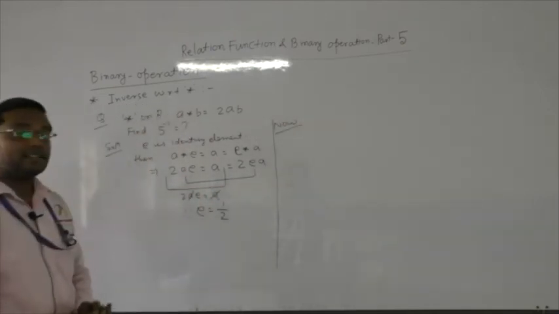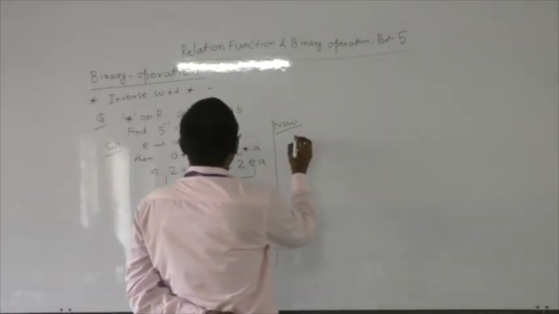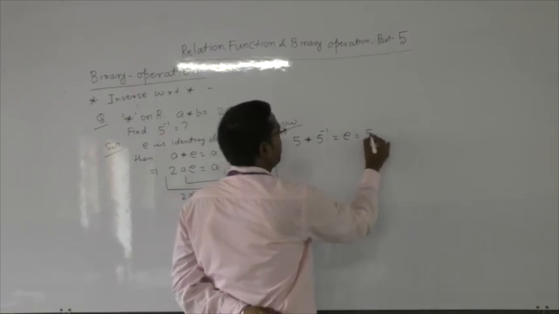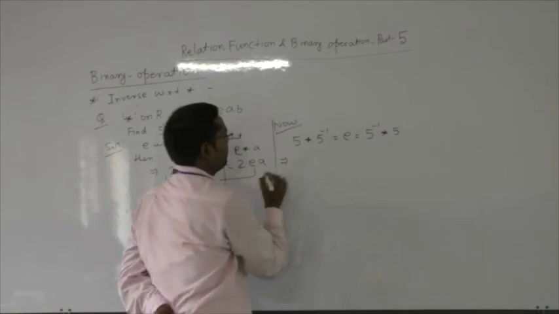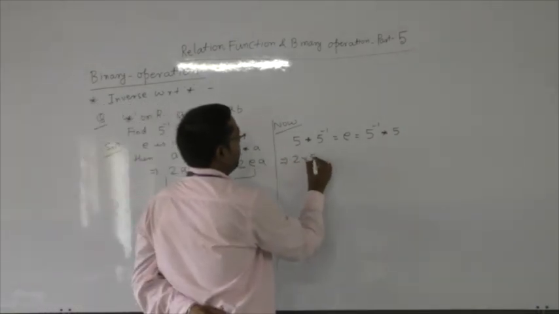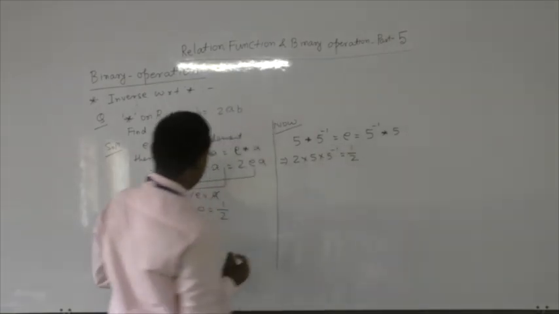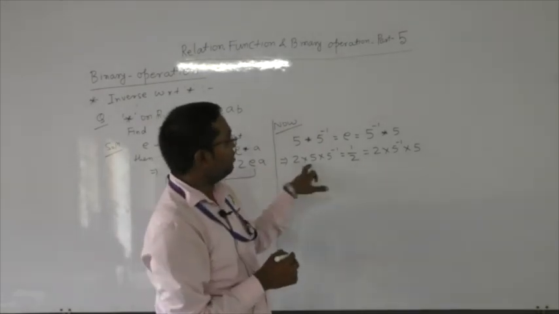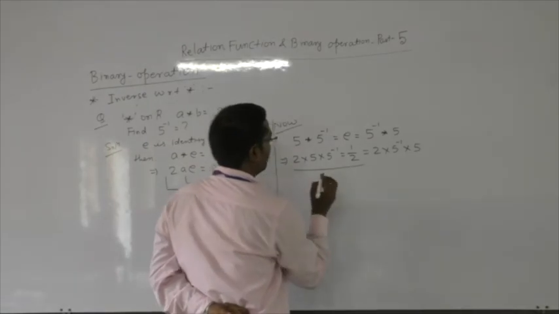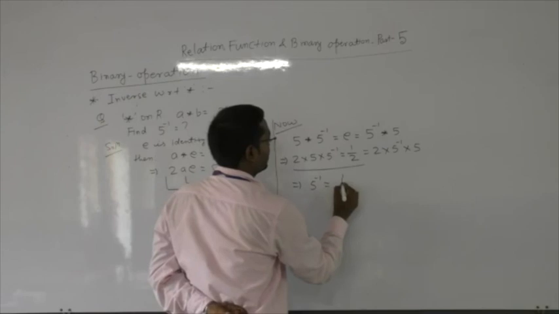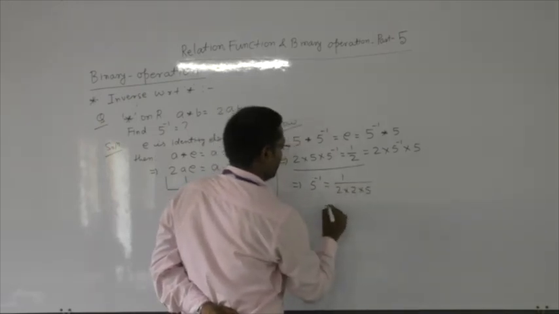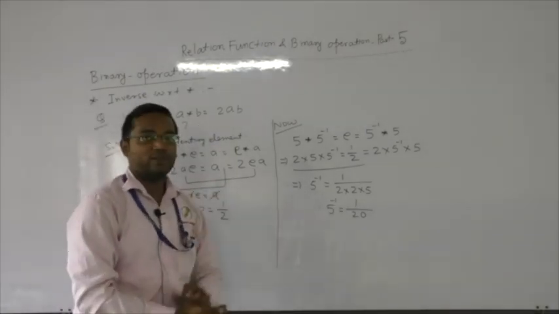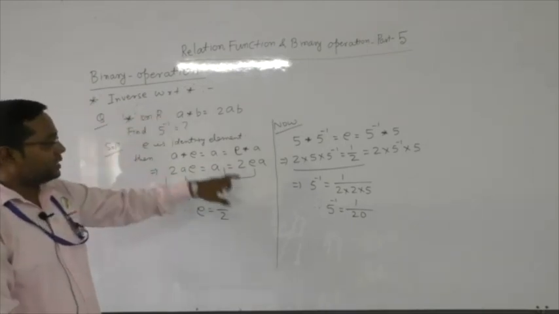Now let's see how to find the inverse. Here the identity element exists, hence the inverse will also exist, right? We have to find the inverse of 5. 5 star 5 inverse should equal the identity element, which equals 5 inverse star 5. Putting it here, we get 2 times 5 times 5 inverse equals half, the identity element. These two are always equal because 2ab equals 2ba. Using these equations, the inverse of 5 is 1 by 2 into 2 into 5, so it comes to 1 by 20. So with respect to the star operation here, the inverse of 5 is 1 by 20, right?